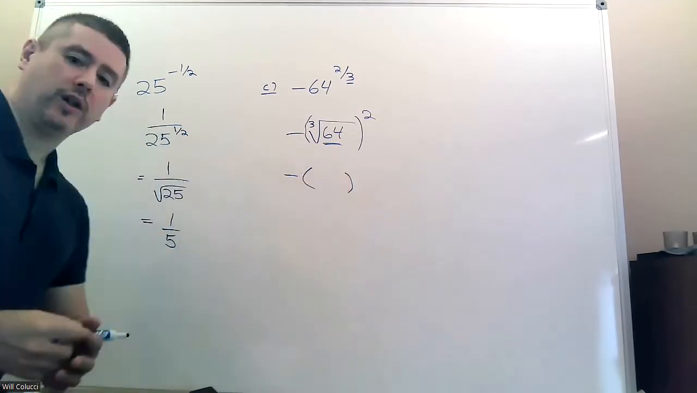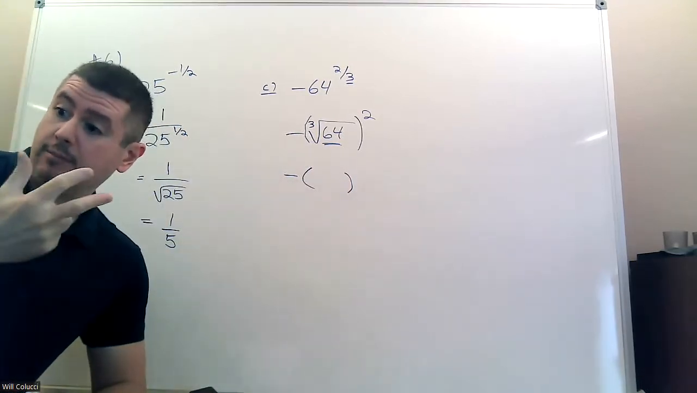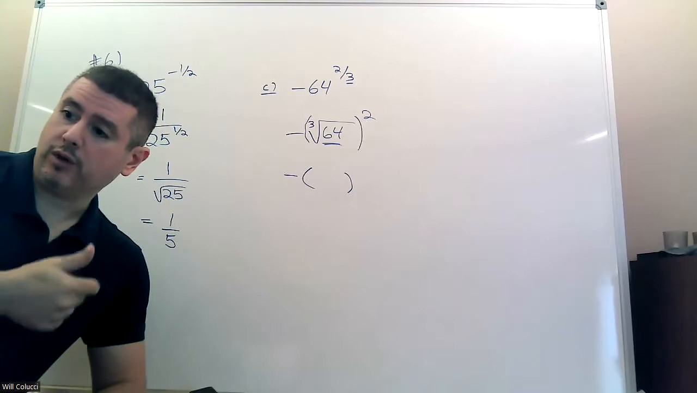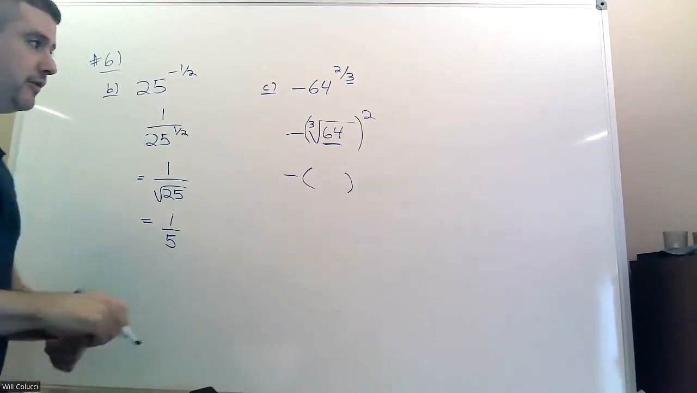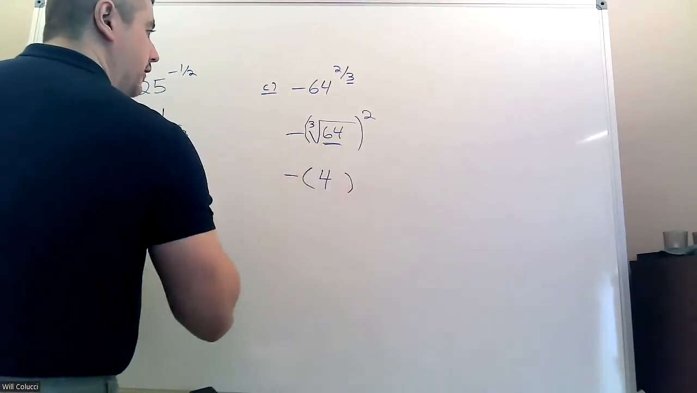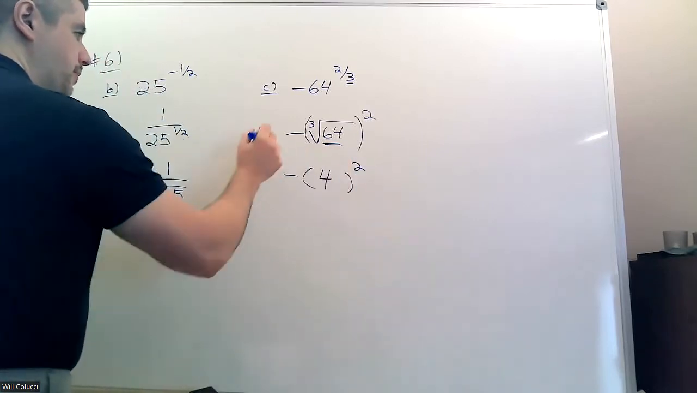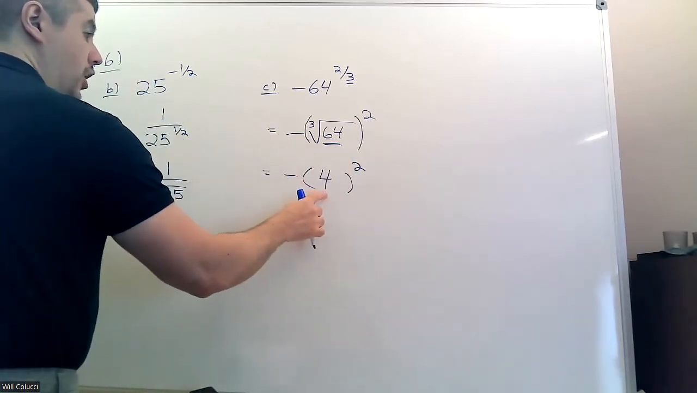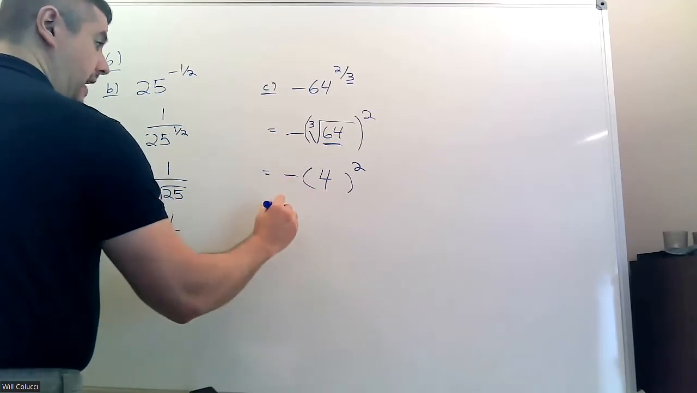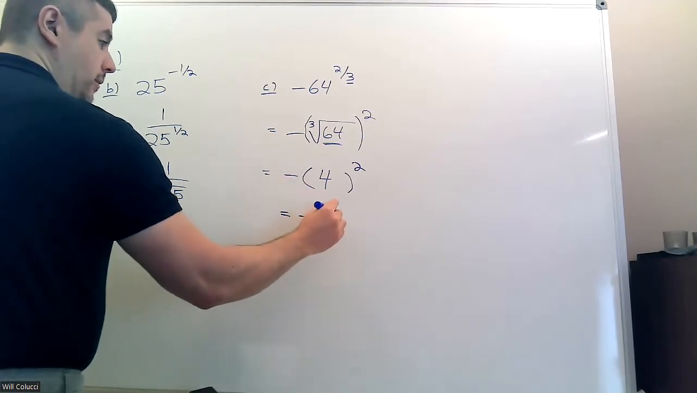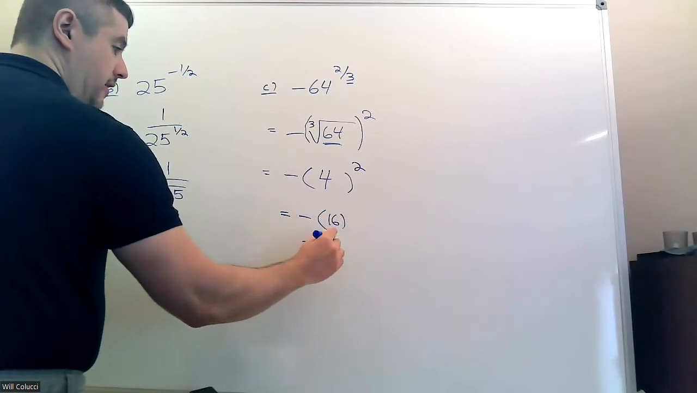So you're asking yourself, what number times itself three times makes 64? Well, 4 times 4 is 16. 16 times 4 is 64. So you get a 4. And then you have to square it. Now again, you have to be very careful. This is not -4 times -4. It's 4 times 4, and then you hit it with that negative. So 4 times 4 is 16. Then you hit it with the negative.